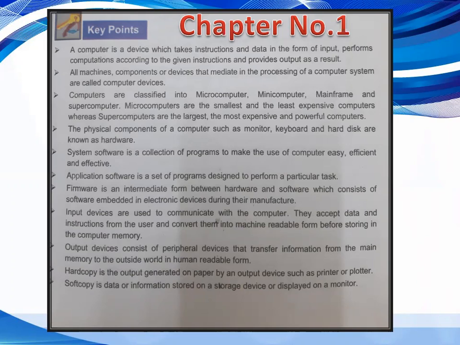The physical components of a computer, such as monitor, keyboard, and hard disk, are known as hardware. System software is a collection of programs to make the use of computer easy, efficient, and effective. Next, we discuss application software, a set of programs designed to perform a particular task. Firmware is an intermediate form between hardware and software, which consists of software embedded in electronic devices during their manufacture.